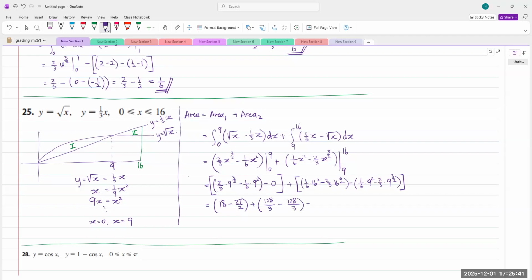Minus 81 over 6, that's 27 over 2 minus 18. Oh, this cancels out, and these two are actually the same numbers, huh? Yeah, this guy here is the same with this guy here. So 36 minus 27 is 9, 9 over 2. That's 9 over 2 plus 9 over 2, that equals 9.